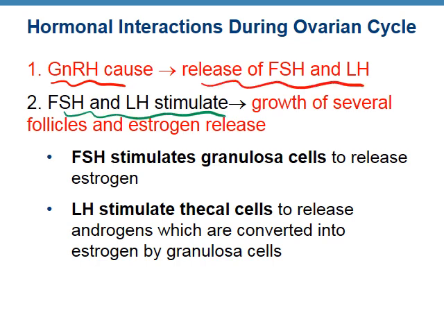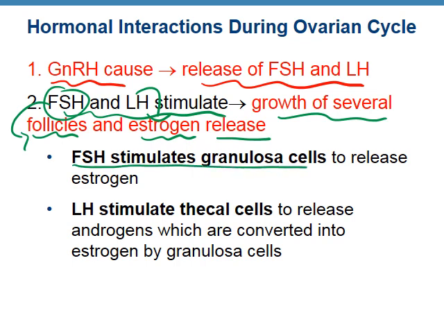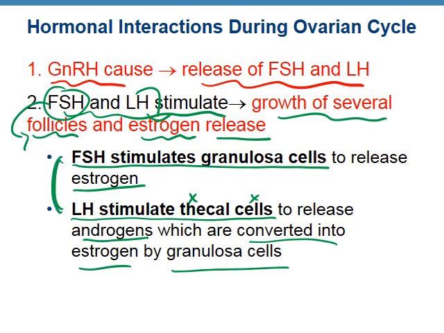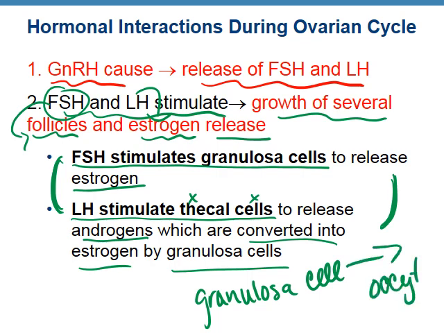What do FSH and LH do? They're going to cause the growth of the follicle, and they're going to have something to do with hormone release. So remember, FSH is the growth of the follicle, and the LH is the estrogen release. So FSH is going to stimulate the granulosa cells to release estrogen, and LH is going to stimulate the thecal cells to release androgens, which are going to be converted into estrogen by the granulosa cell. So these are linked together. You need both in order for the granulosa cell to develop and have the secondary oocyte ejected from the ovary.